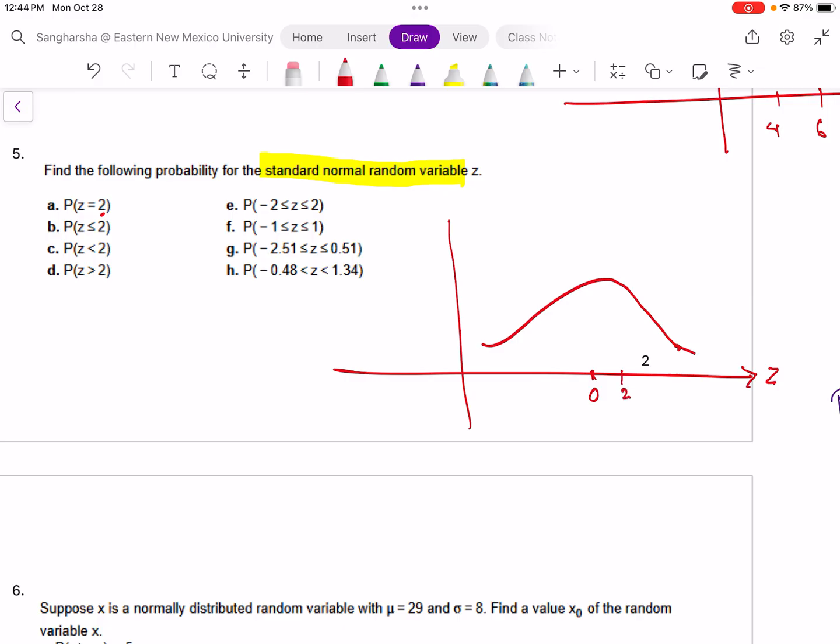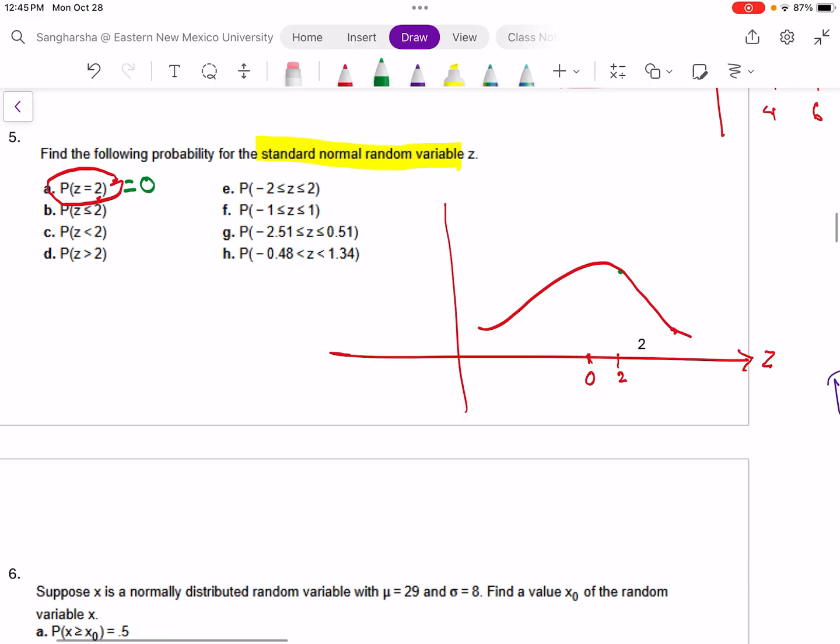We are asked to find the probability that Z is equal to 2. Now we find the graph at 2. So what is the graph at 2? We have a dot, we have a point, right? So what would be the area under this point? Is there any region under this point? No, means the probability is 0. So the probability is 0.